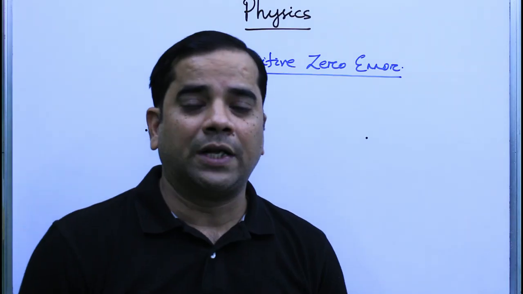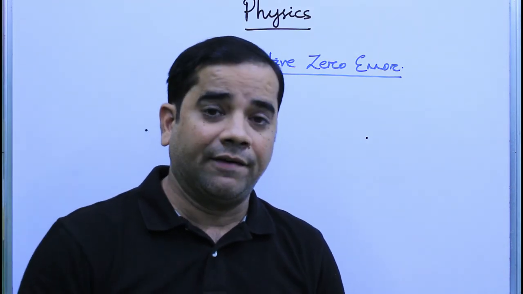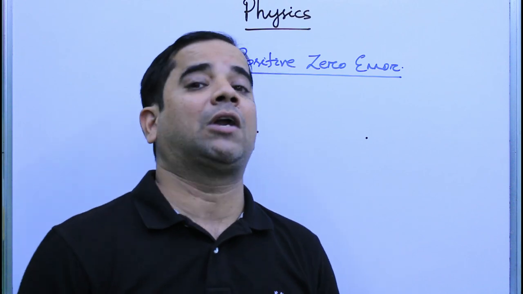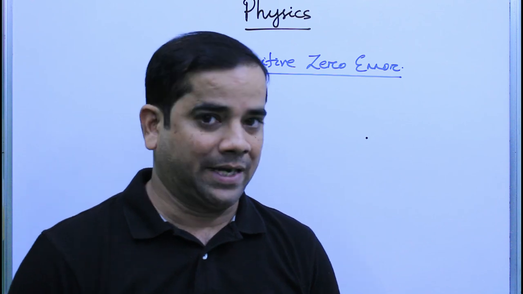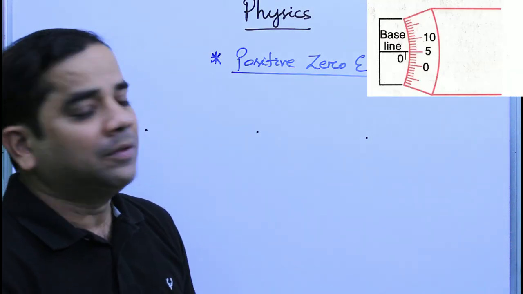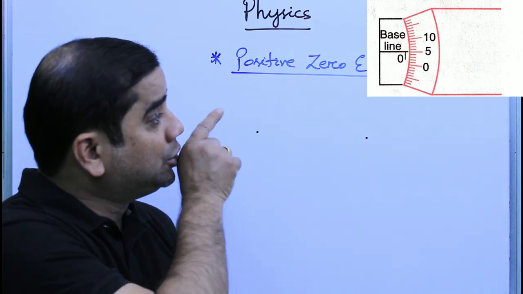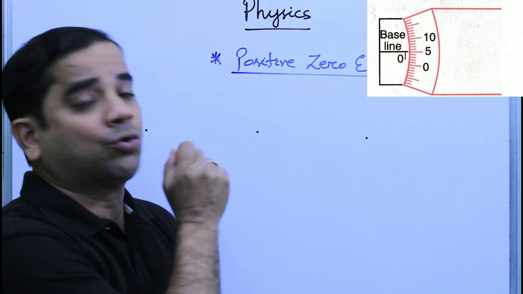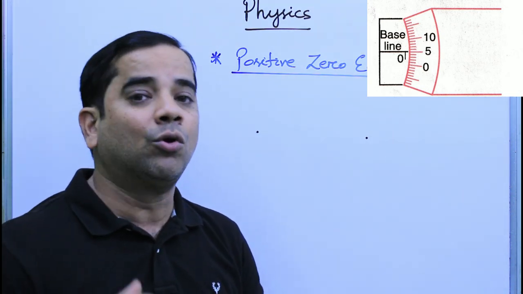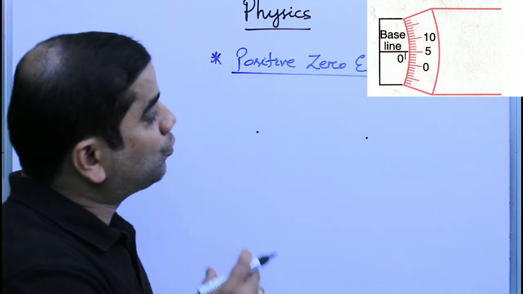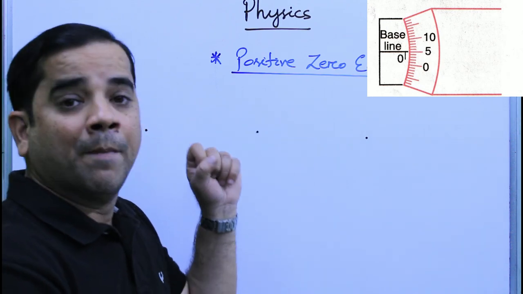Okay, students, a screw gauge is said to be having positive zero error if the zero of the circular scale lies below the baseline of the main scale. As you can see in the diagram, the zero of the circular scale lies below the zero of the main scale. So this screw gauge is having positive zero error. Okay, so in that case, how to find out the zero error? Now we need to find the division which coincides with the zero of the main scale.